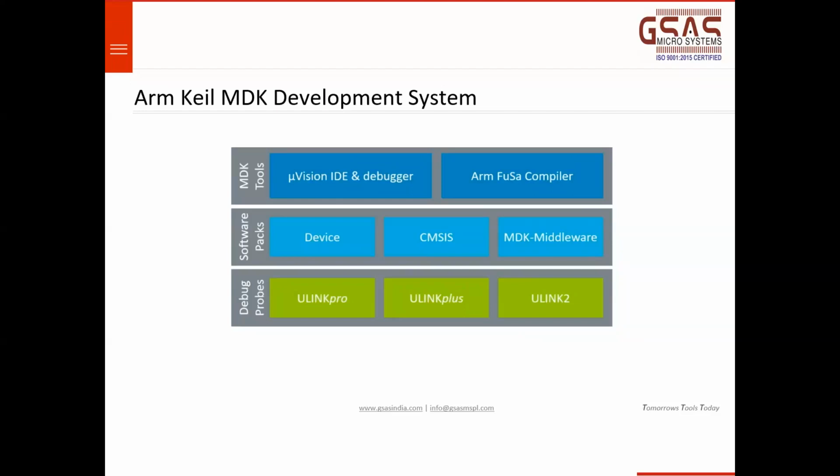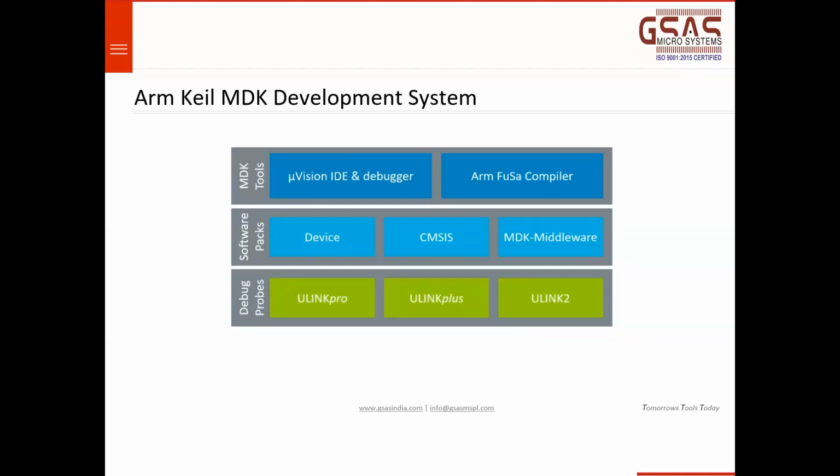So Keil software is the development system which helps you to develop the code for any ARM processor based MCUs. It is not only for Cortex M, it is from your legacy processors ARM7, ARM9, Cortex M0, M3, M4, M7, M23, M33, M35P, which is the latest processor core.